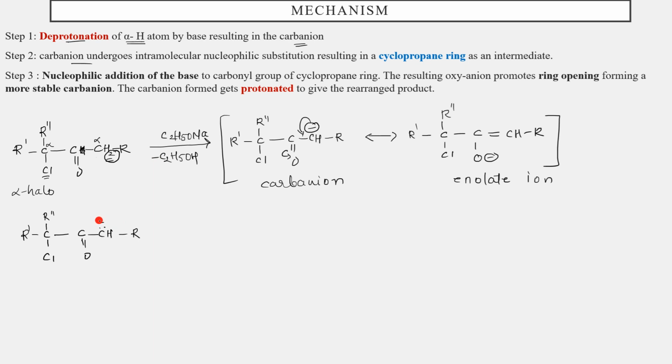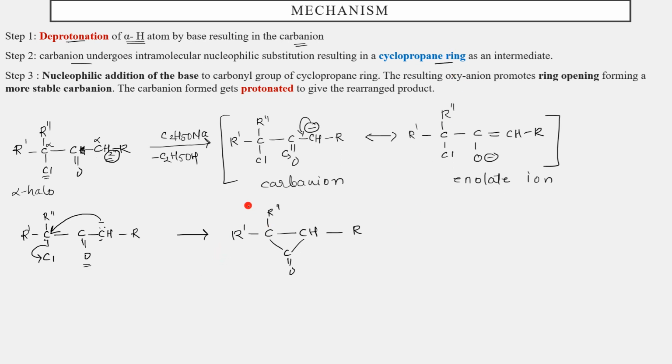It undergoes intramolecular nucleophilic substitution. So it attacks this, and this is our leaving group which is going to break. So this will now give you a cyclopropane intermediate. This is how the cyclopropane intermediate is formed, because this carbonyl group is attached to this carbon and this carbon. So this is your cyclopropane intermediate. Okay, this is your cyclopropane ring.